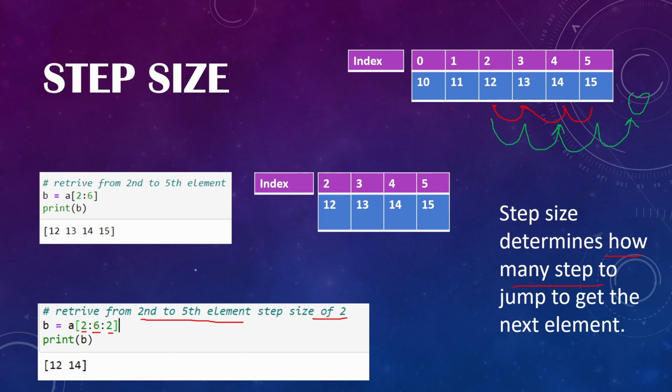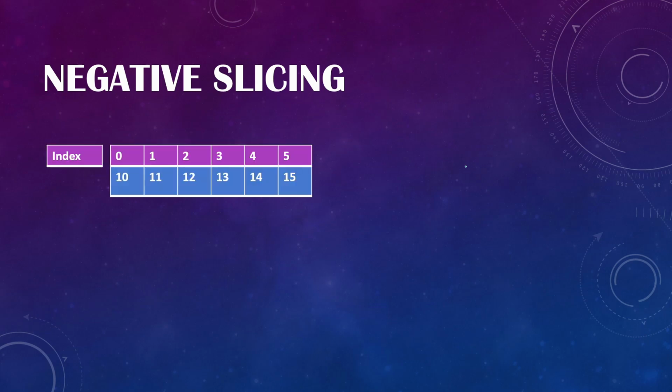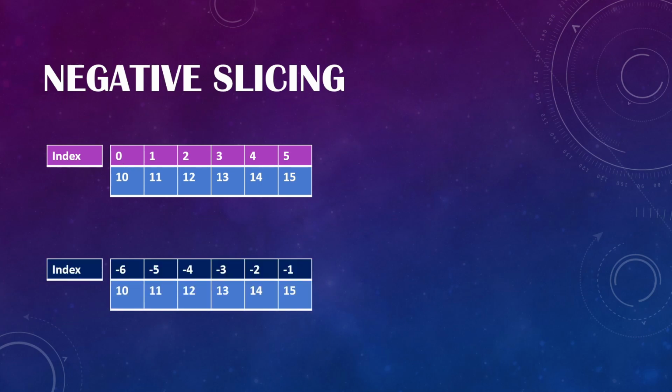Now let's move on to the next concept. The next concept is about negative slicing. So if we consider an array, its index starts from 0. Okay, also there is another concept of negative indexing. If we talk about negative index, here the last element of the array always starts from -1, then the next element is -2 and so on, and the first element is -6.